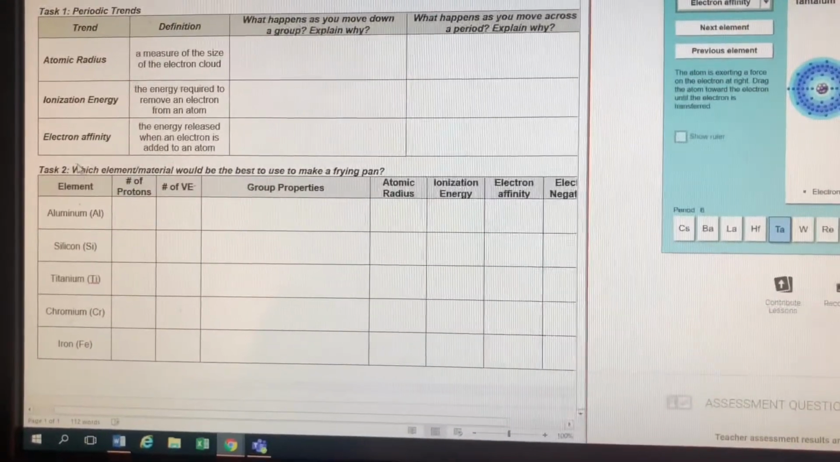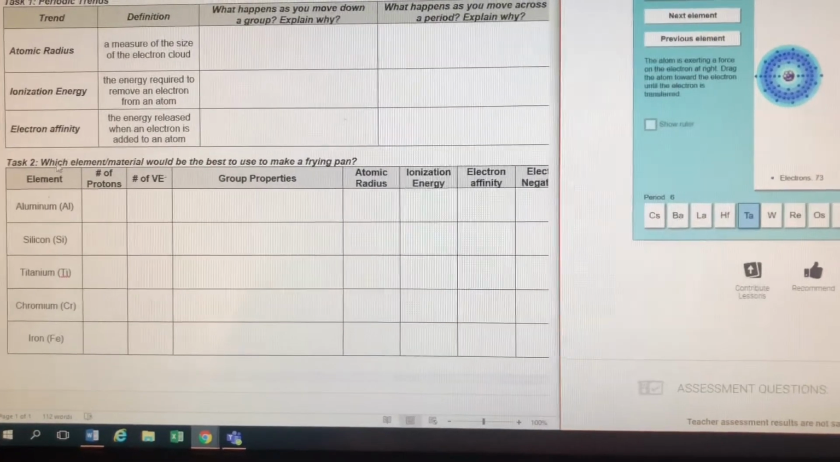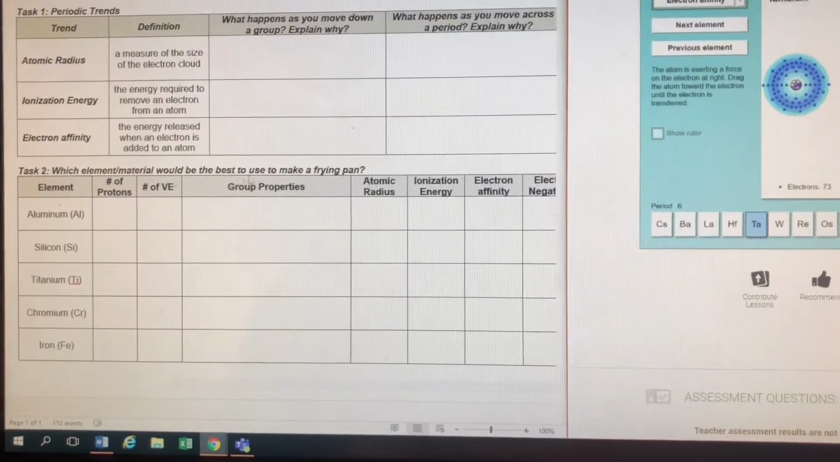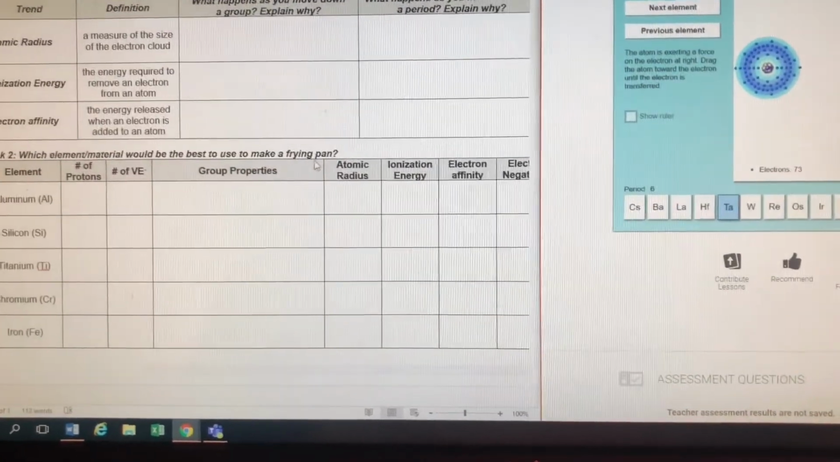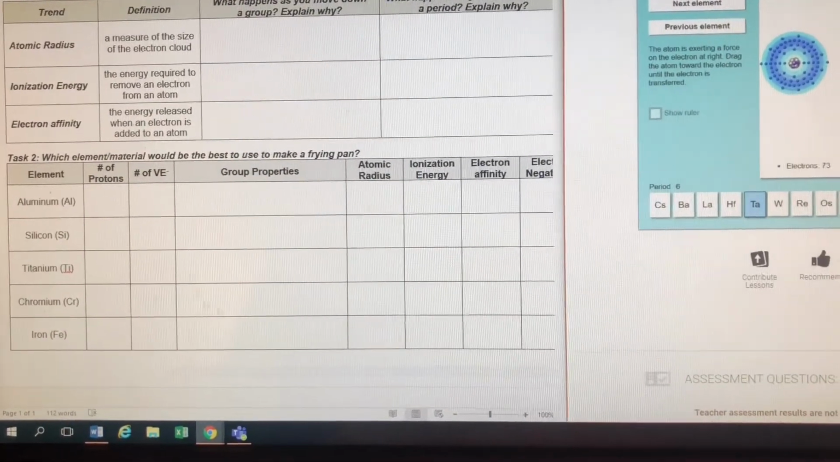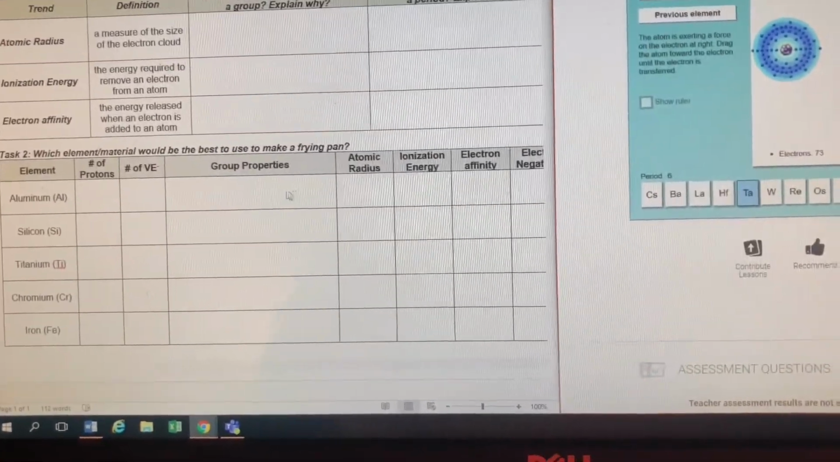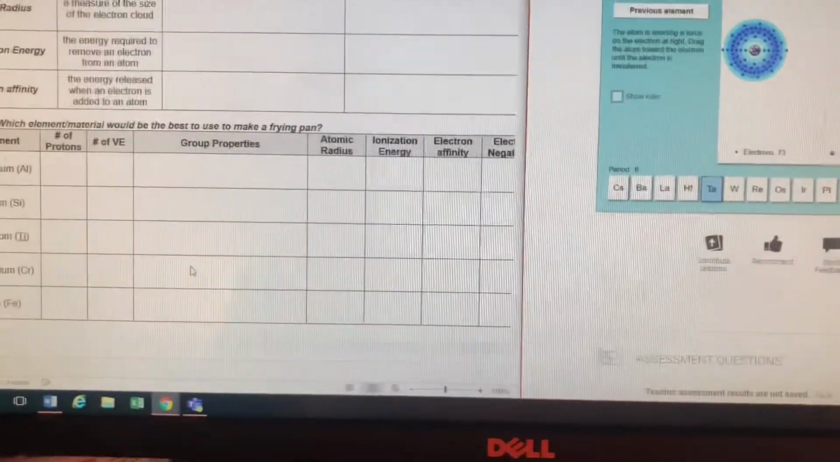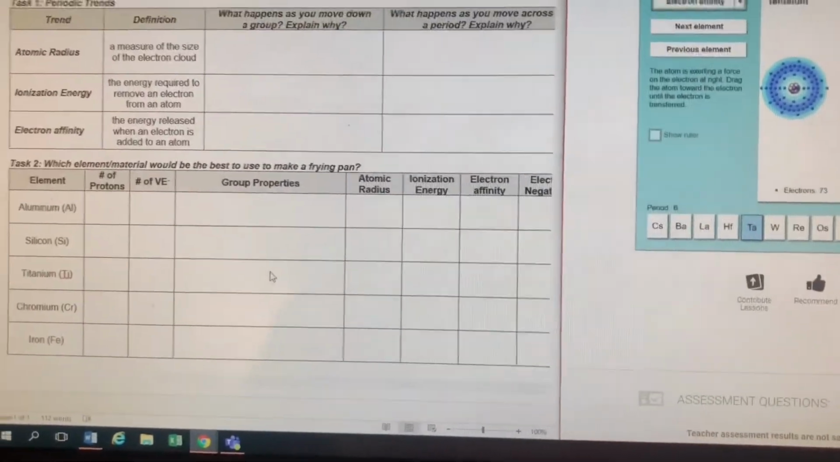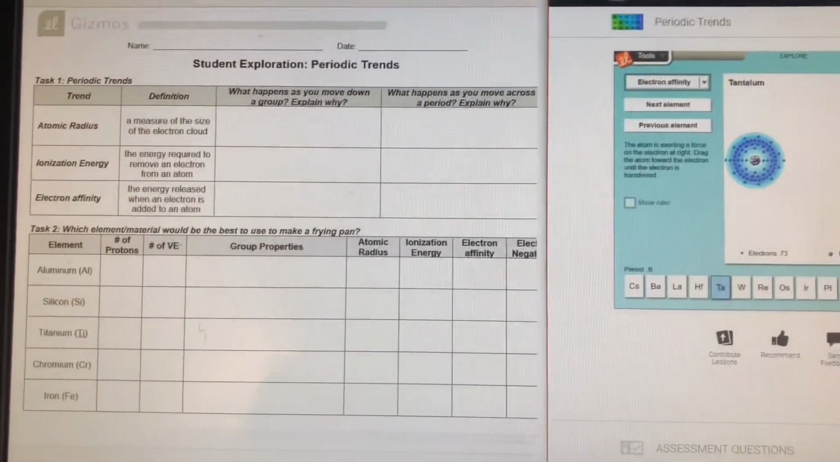The goal here, though, the last question I'm going to make you answer, I probably won't make you answer it till tomorrow, but is which element would be best to use to make a frying pan? Okay, so keep in mind that the reason we're looking at these is we're going to figure out which one would make the best frying pan. So pay attention to properties. If an element melts at a low temperature, it's probably not a good frying pan. So keep that in mind while you're doing this.